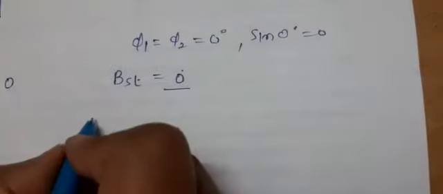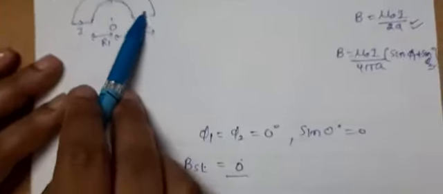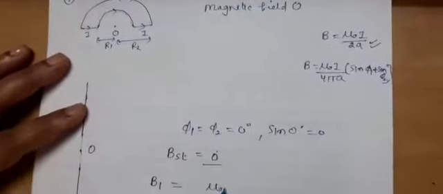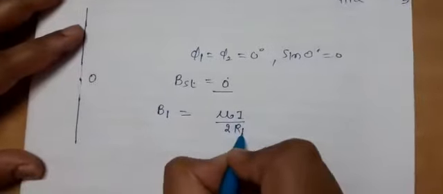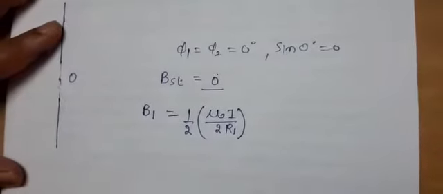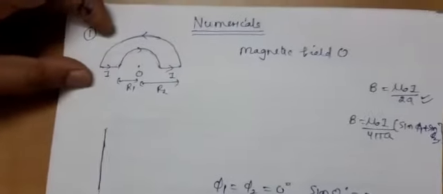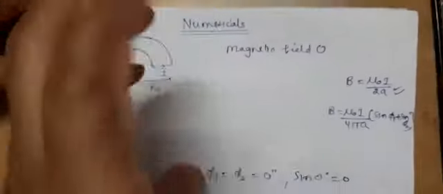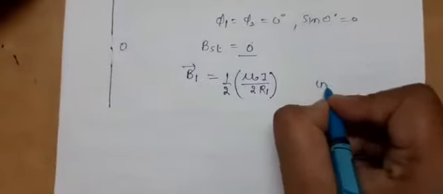Now the magnetic field due to the inner semicircle. For the complete loop it is mu naught I upon 2A. As the inner radius is R1, this is 1 by 2 R1, and for a semicircle the result will be half. And this is the magnitude. What about its direction? Here, this loop is carrying current in the clockwise direction, so the thumb will point downward. It means inward. The magnetic field is directed inward.